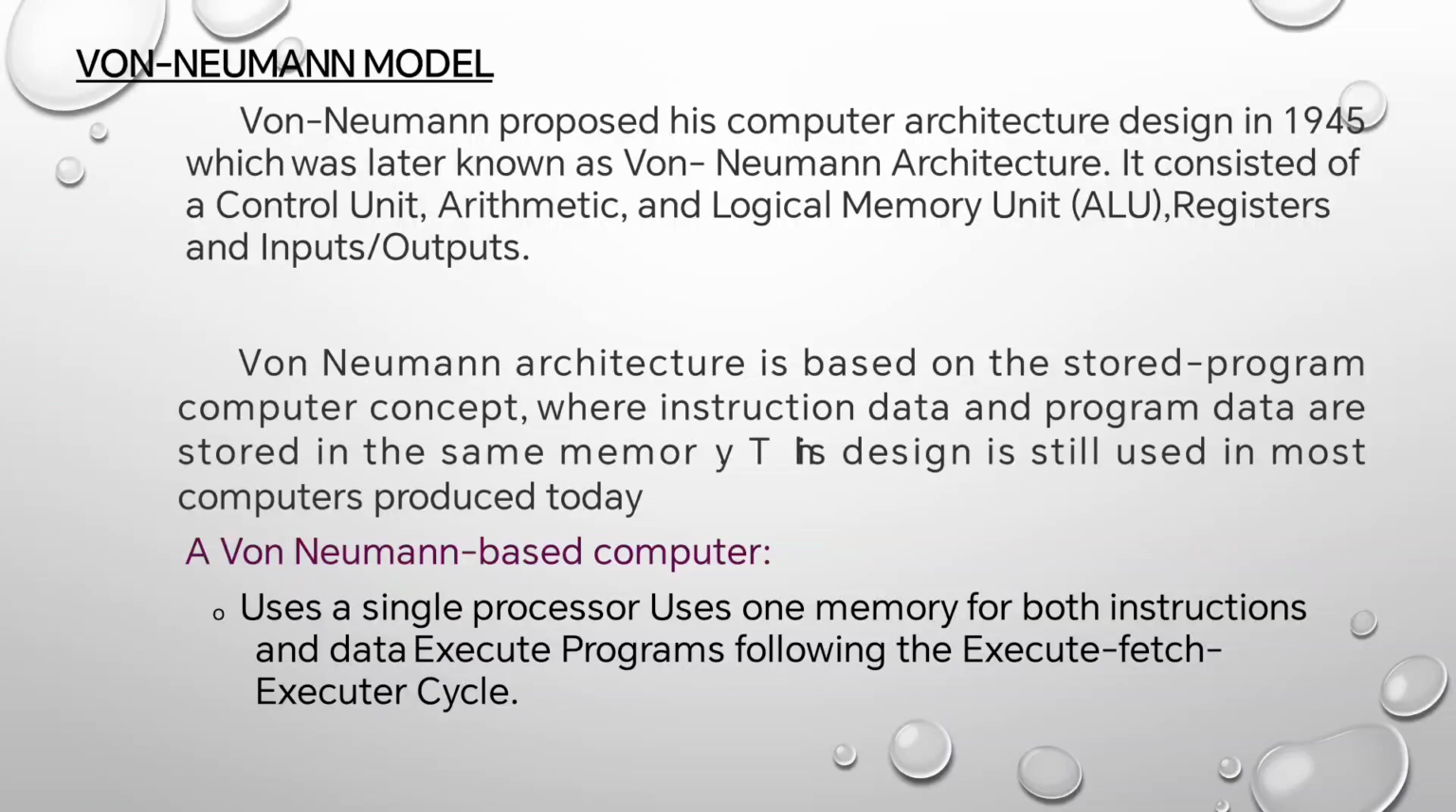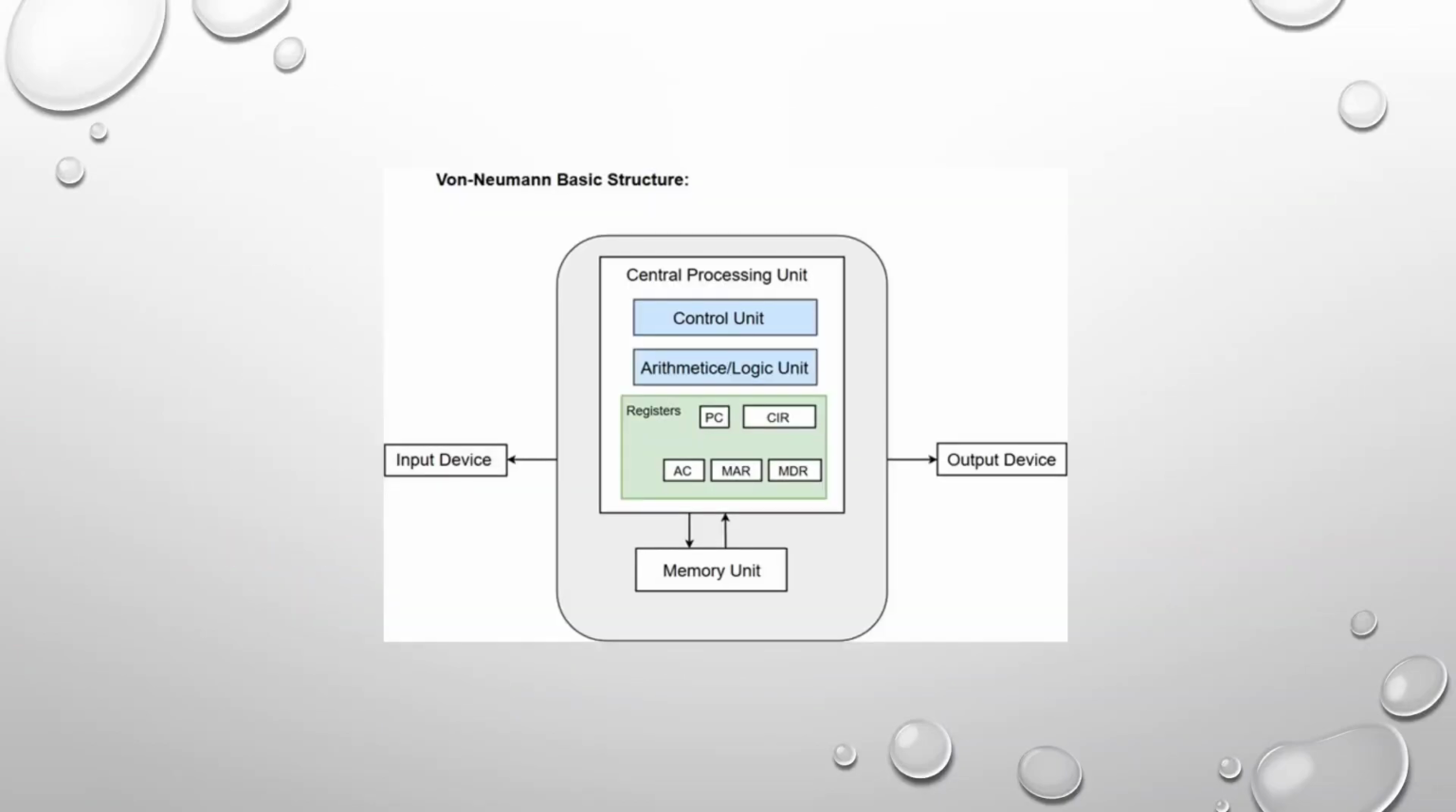A von Neumann based computer uses a single processor, uses one memory for both instructions and data, and executes programs following the fetch-decode-execute cycle. This is the structure of a von Neumann computer. First, it has the input device as well as the output device and the central processing unit. The central processing unit has the control unit, arithmetic logic unit and registers. Here it also has the memory unit.